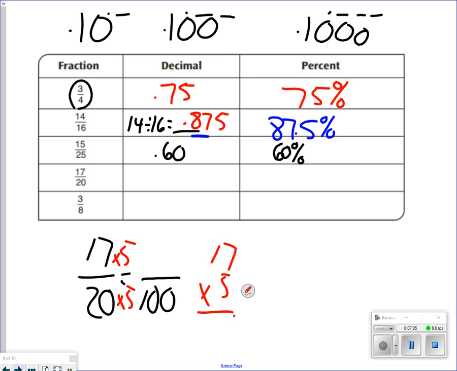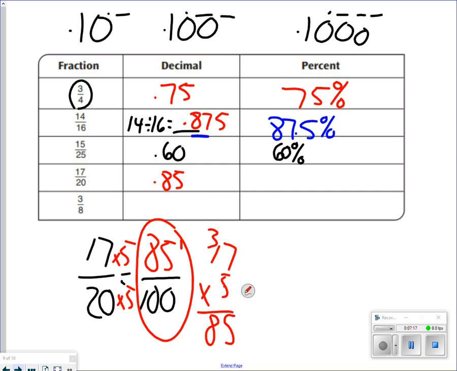5 times 7 is 35. 5 times 1 is 5, plus 3 is 8. So that's 85. So what is that as a decimal? 0.85, because that's 85 hundredths, just like this. And that would be 85%.